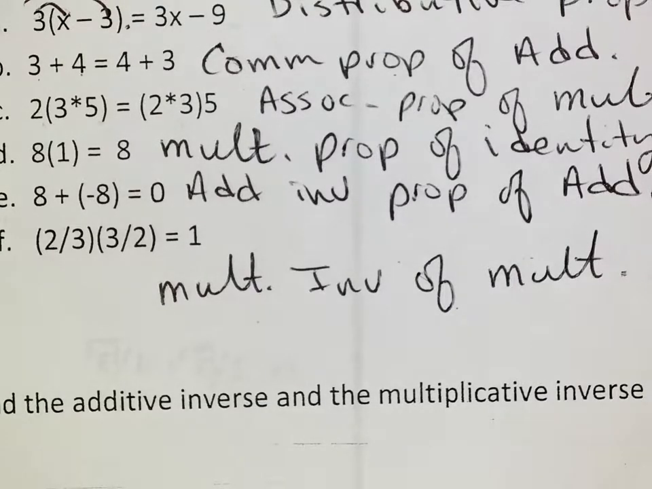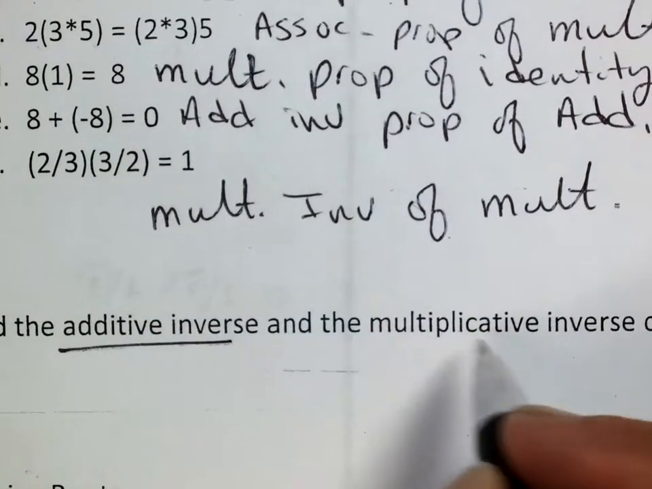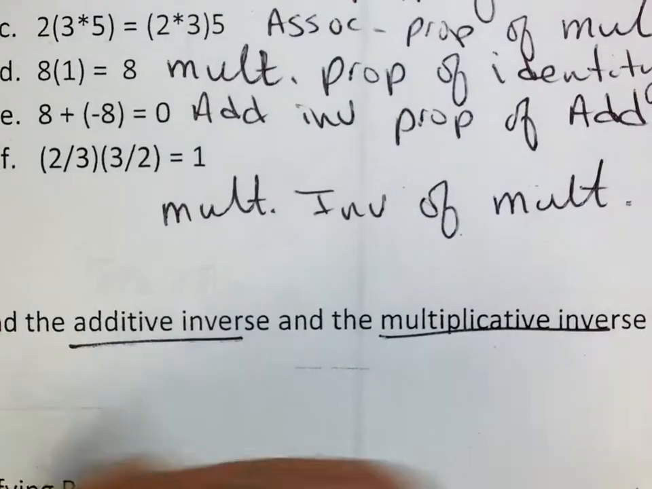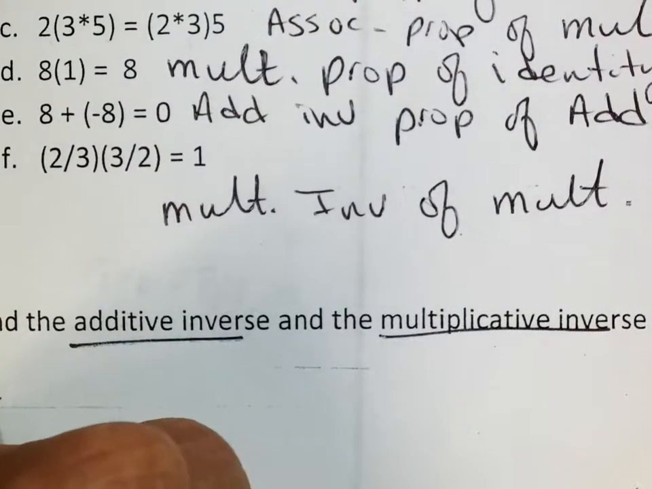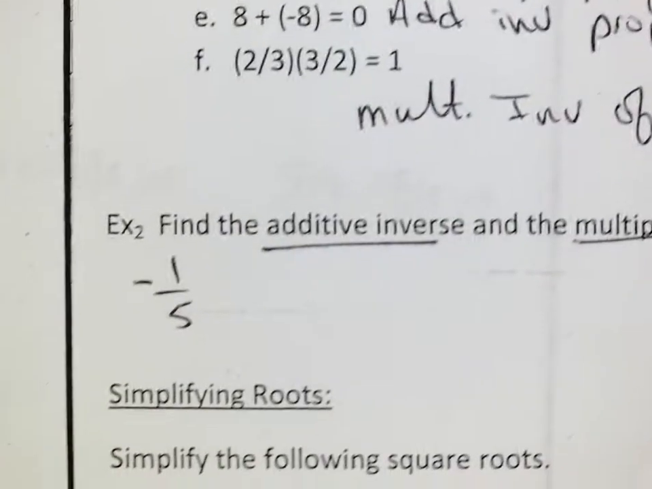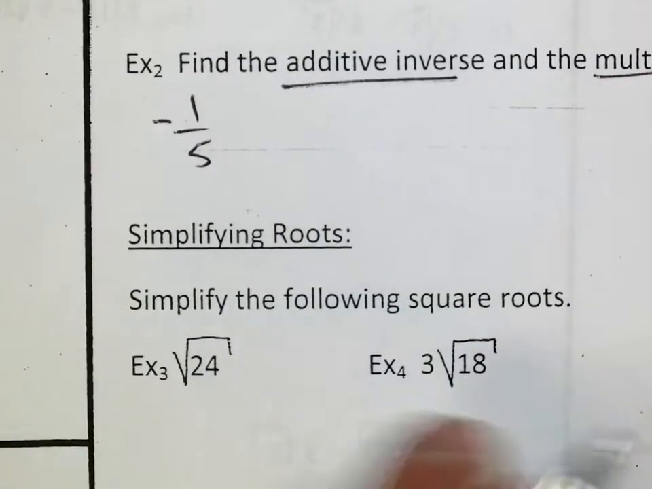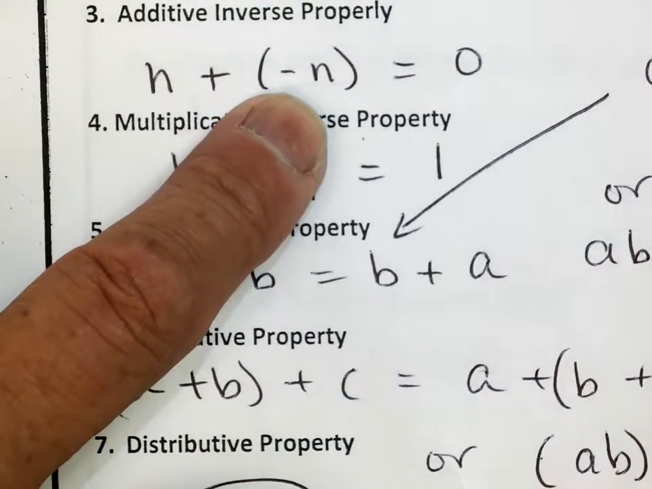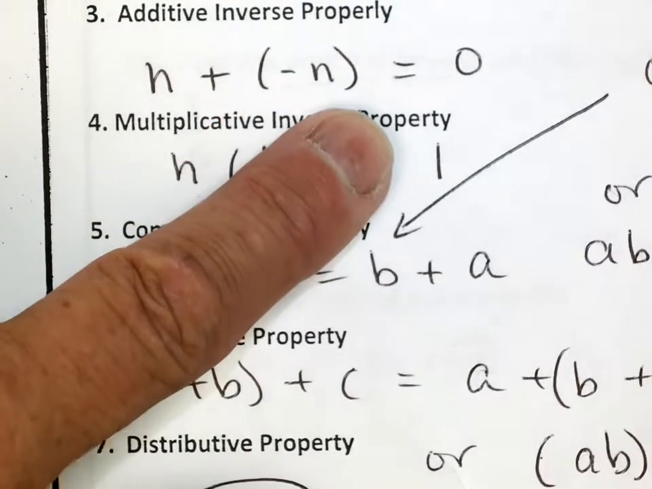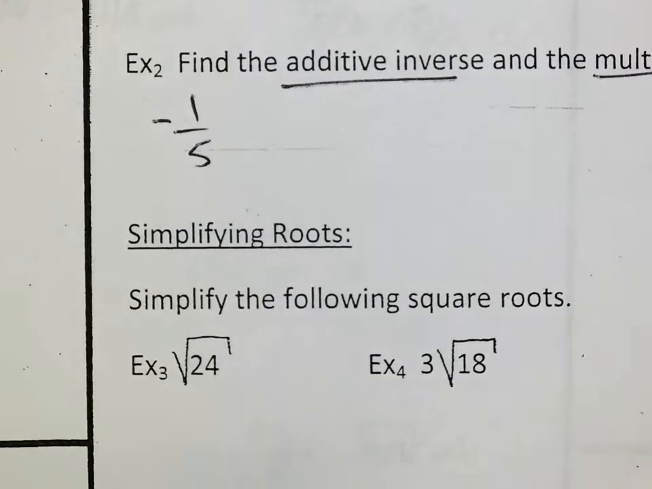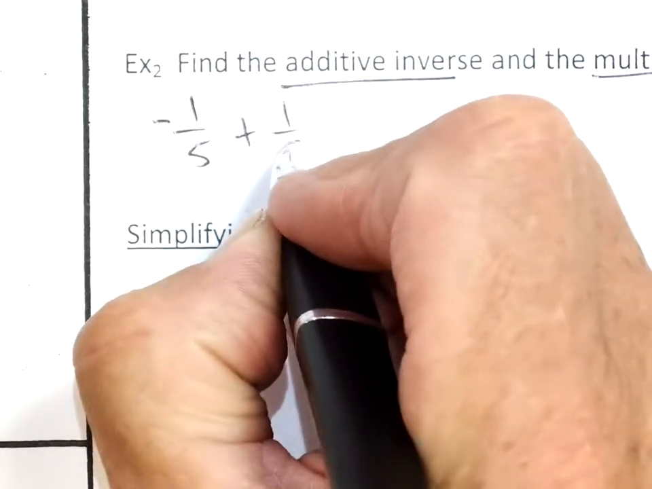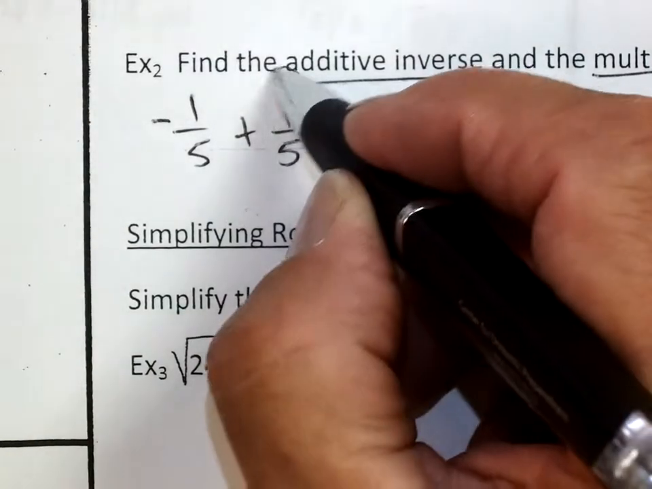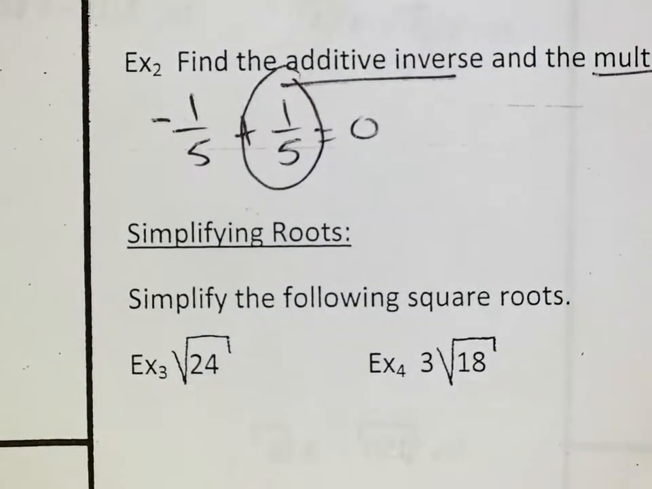All right. Example 2. Find the additive inverse and the multiplicative inverse. We want 2 things, okay, of negative 1/5. So let's first do the additive. I got negative 1/5, right? So if I take a look at my notes, I want the additive inverse, okay? Additive inverse. Okay, that's just to add it to its opposite, right? To make it equal 0. That's what my property says. Okay, so I'm going to go plus 1/5 because that's its opposite, and that would equal 0, okay? So that's my additive inverse. I'll circle that because that is my additive inverse, okay?